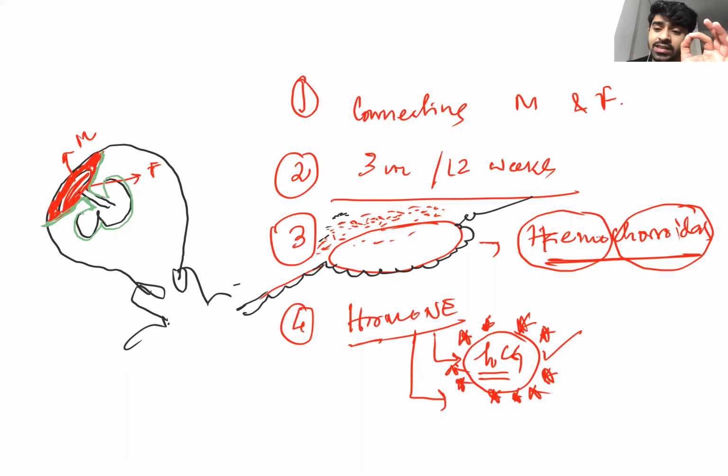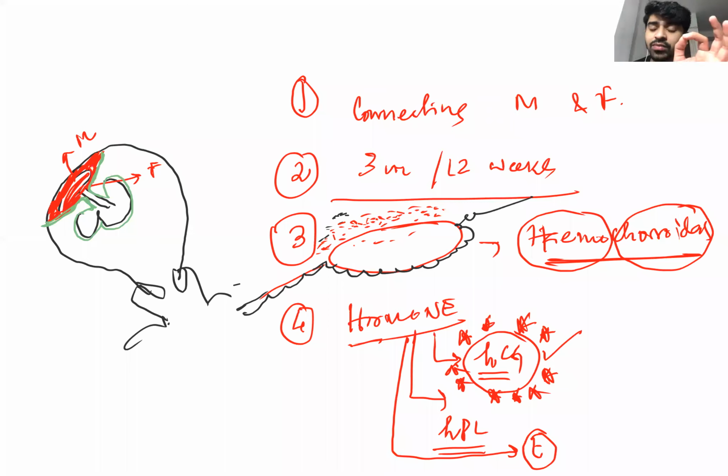Second is HPL. What is HPL? Human placental lactogen. This is a hormone which will be released from the placenta. It will help in forming milk in the mother's breast. Third hormone, what you have to remember from NCERT, is very important: estrogen. Yes, true. Estrogen is also released from the placenta, and progesterone is also released by the placenta. These are basically 4 important hormones that you have to remember, which are directly mentioned in NCERT.